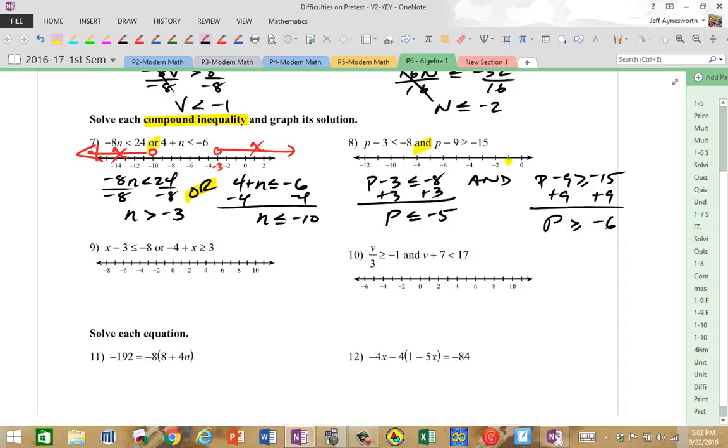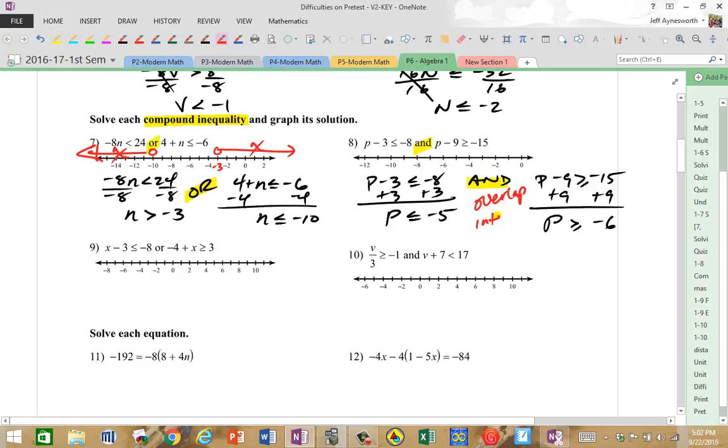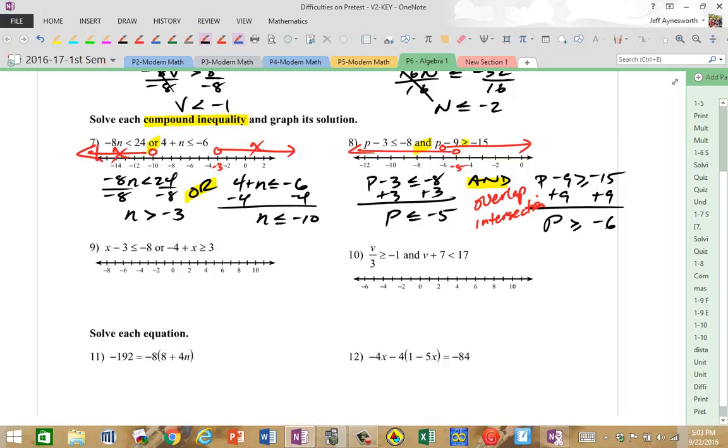And again, this is an and situation. So here you're looking for the overlap, or what's called the intersection. So here we go. So less than or equal to negative 5. Here's negative 5. Greater than or equal to negative 6. So here. And so the overlap, I'll put that in blue. So you got to be greater than or equal to negative 6 and less than or equal to negative 5. So these are both solid, sorry. So let me fix that.